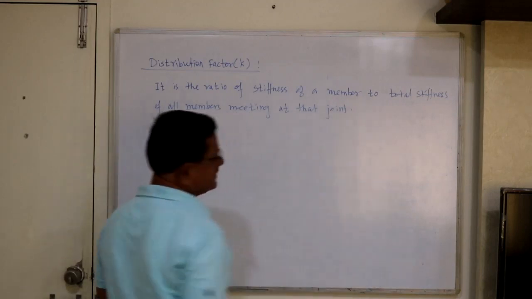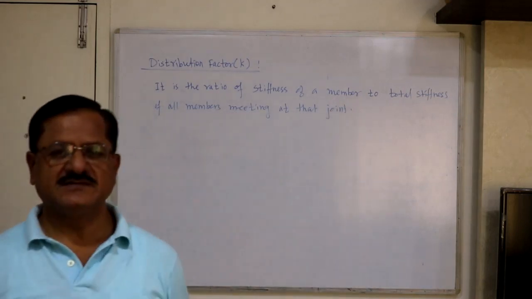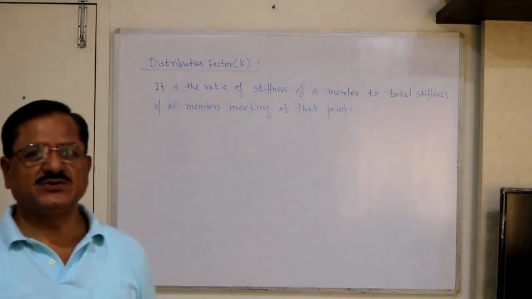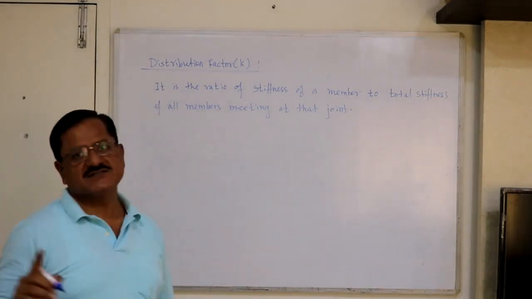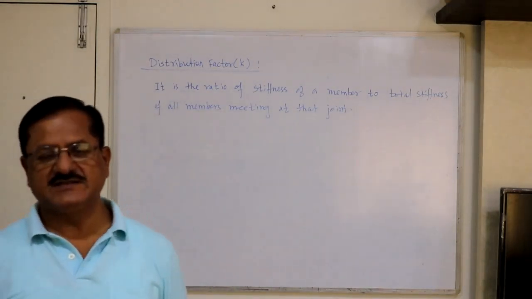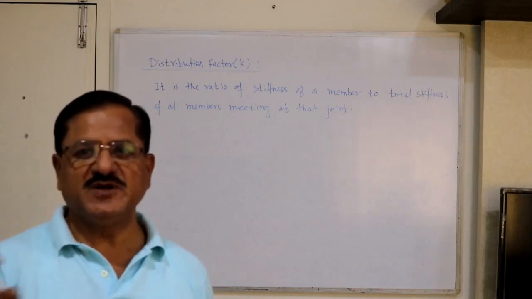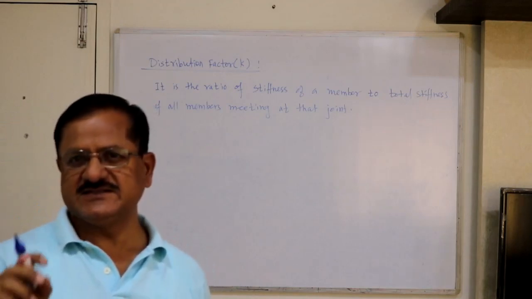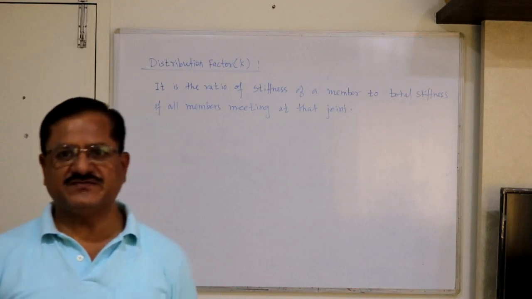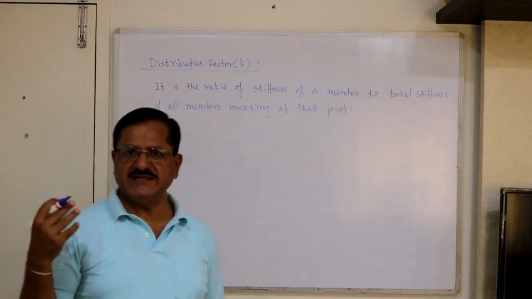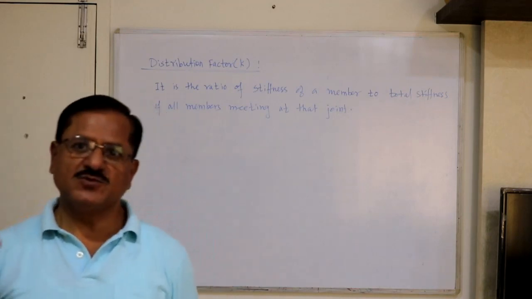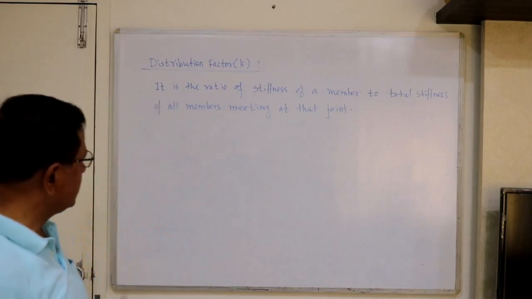So it is the stiffness of a single member divided by the total stiffness of all the members meeting at the joint. Generally in a beam, only two members are connected at the joint, that is at the support. In case of frames, there may be 2, 3 or more than 3 members connected at the joint.